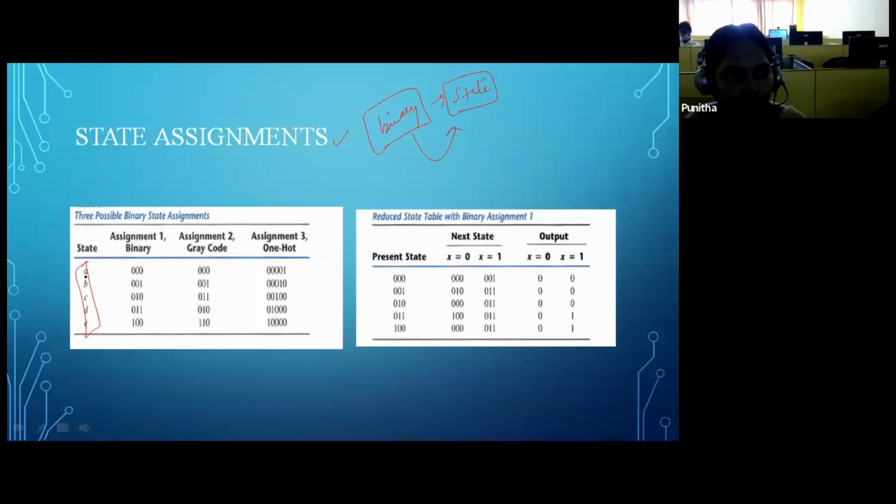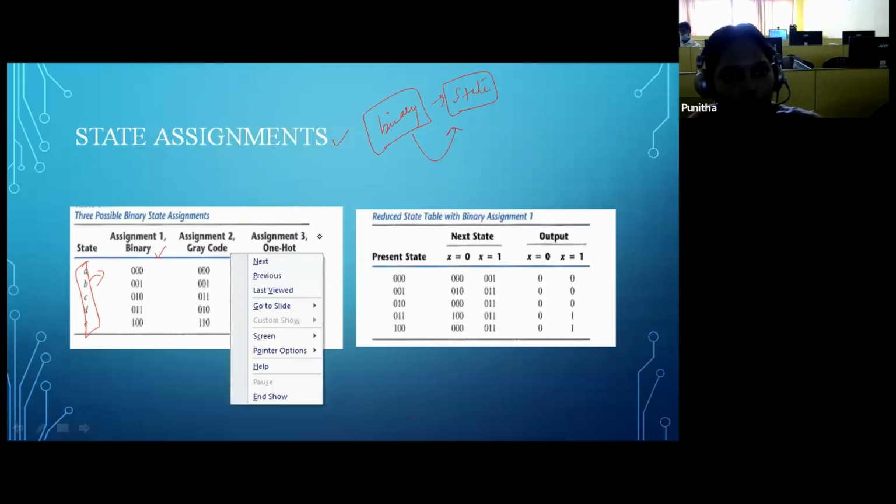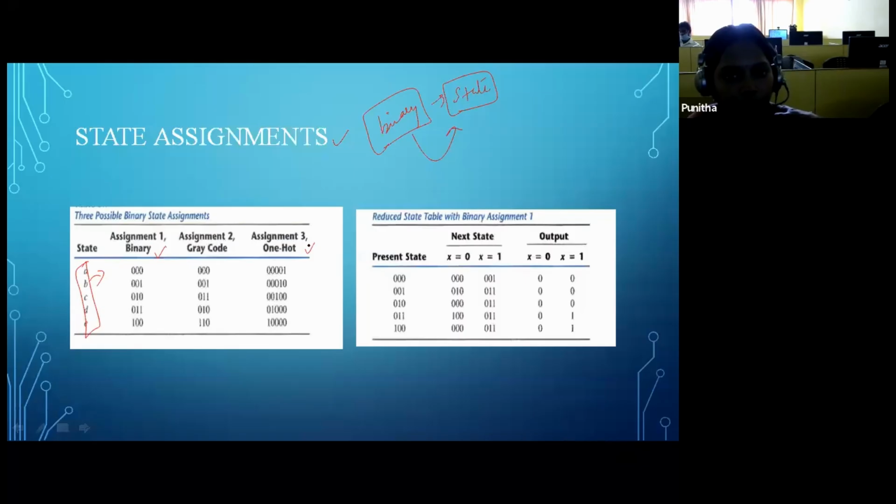These may have any assignment. It may have a binary assignment, or the states may get a gray code assignment, or it may be a one hot assignment. I will go with the binary assignment.